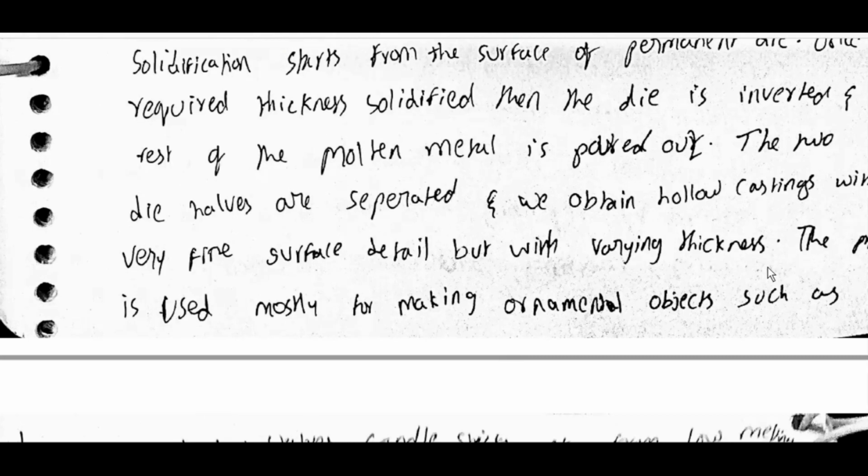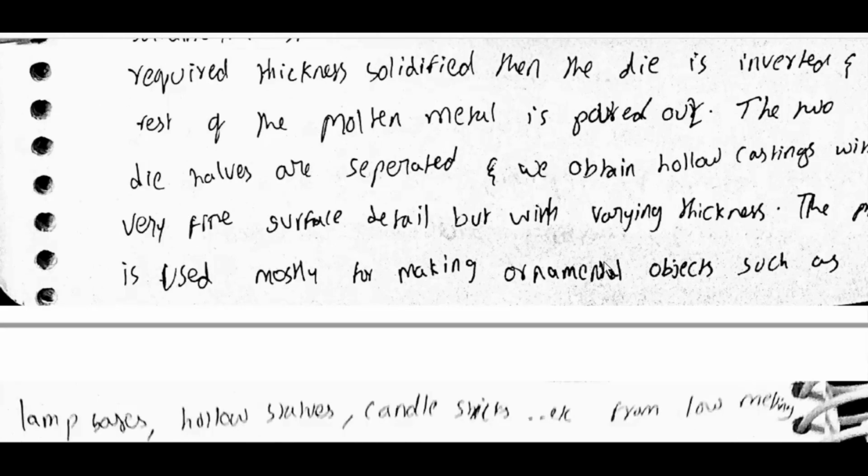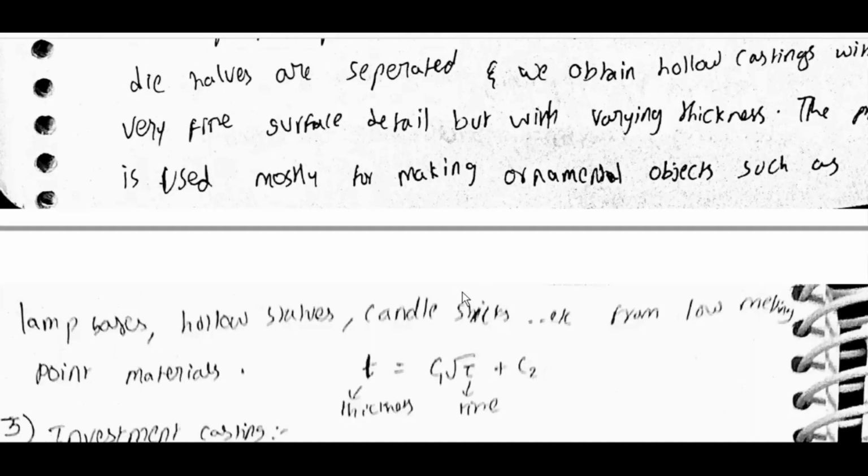The process is used mostly for making ornamental objects such as lamp bases, candlesticks, etc. from low melting point material. T is equal to C1 root tau plus C2, where T is thickness and tau is time.